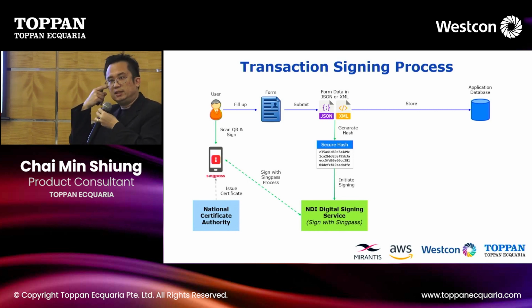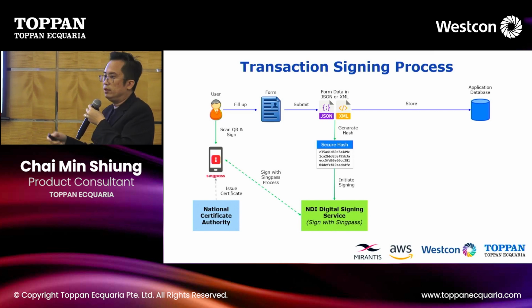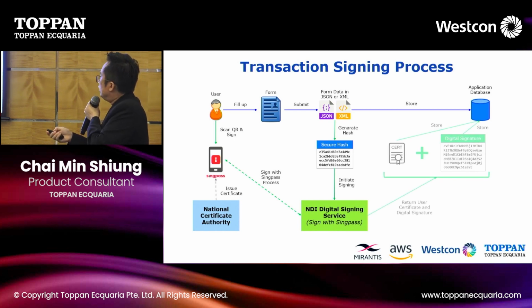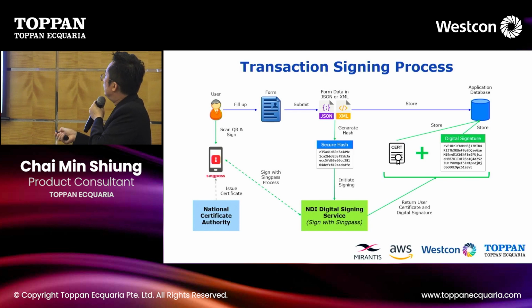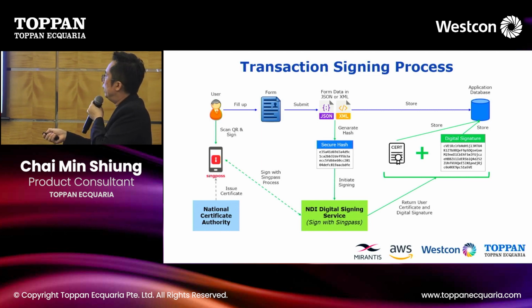The NCA I was talking about is essentially your trusted surety solution. They will be the ones issuing the certificate to your SingPass instance. After the signing is done, DSS will return to your application the digital signature as well as the same cert that is issued by NCA to you, for storage. So now you have your data, your cert and your digital signature all stored in your database.